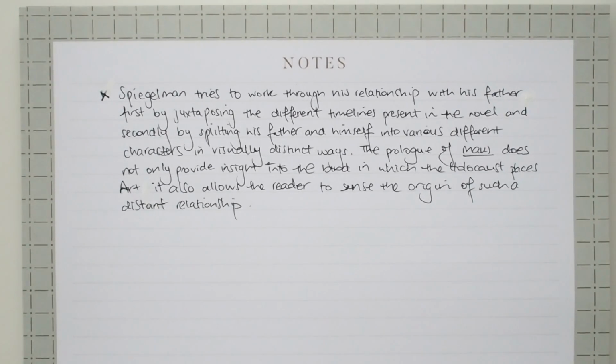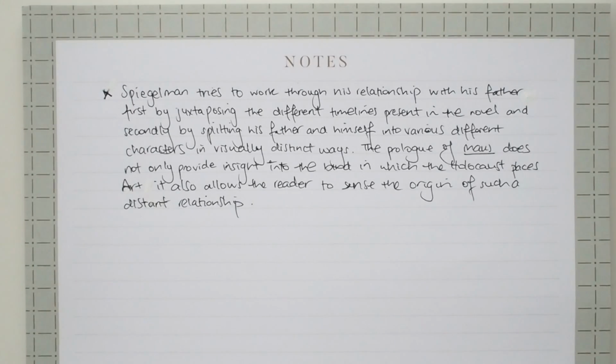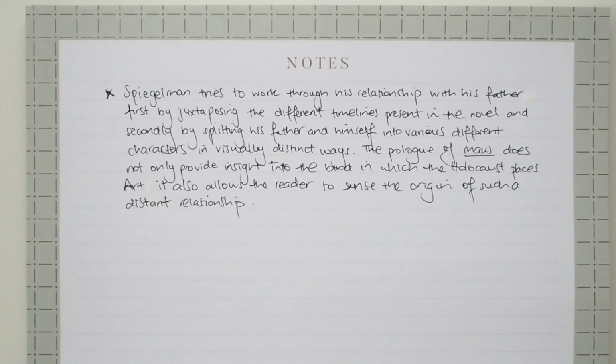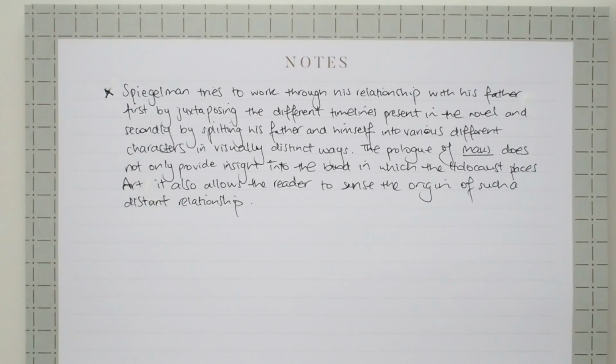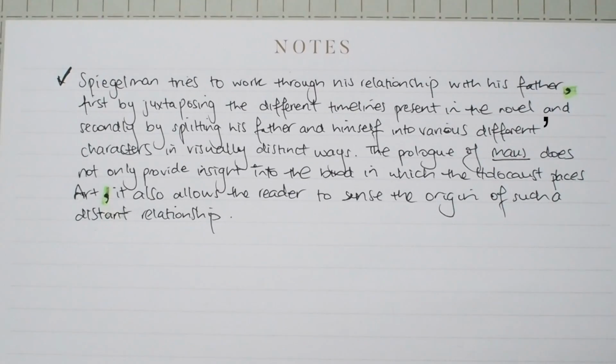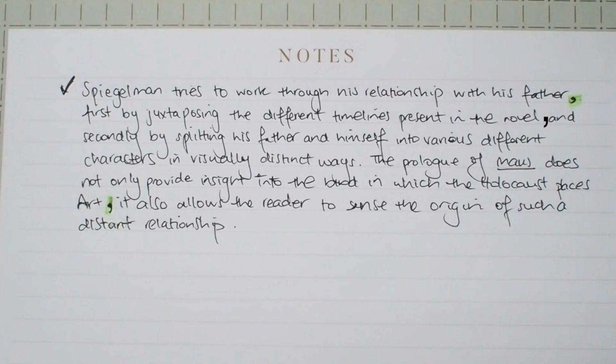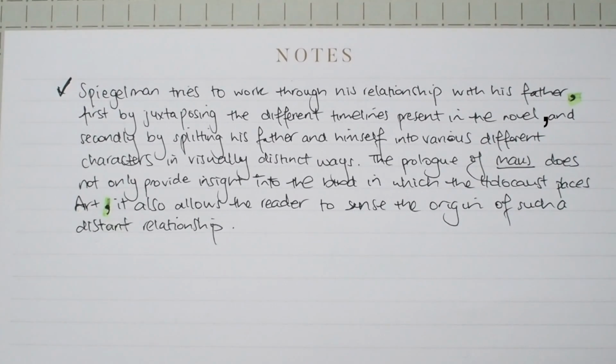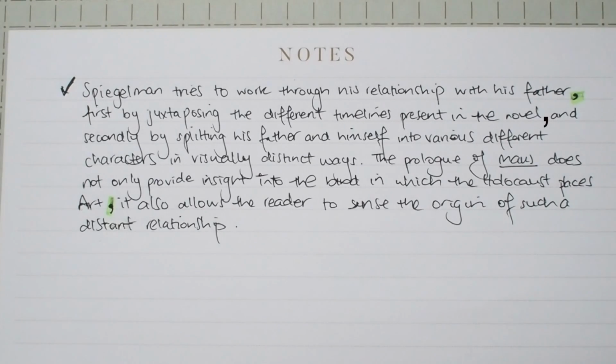The prologue of Mouse does not only provide insight into the bind in which the Holocaust places art, it also allows the reader to sense the origin of such a distant relationship. Woo! So you can see from my breathing that we need a comma in these two sentences. One after his father, one after in the novel, and one after Holocaust places art. This way it's going to be much easier to read.